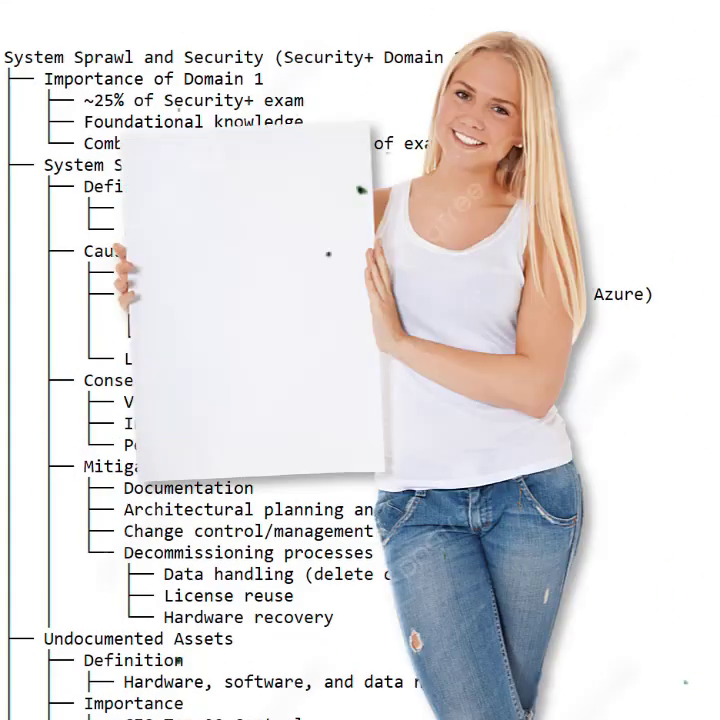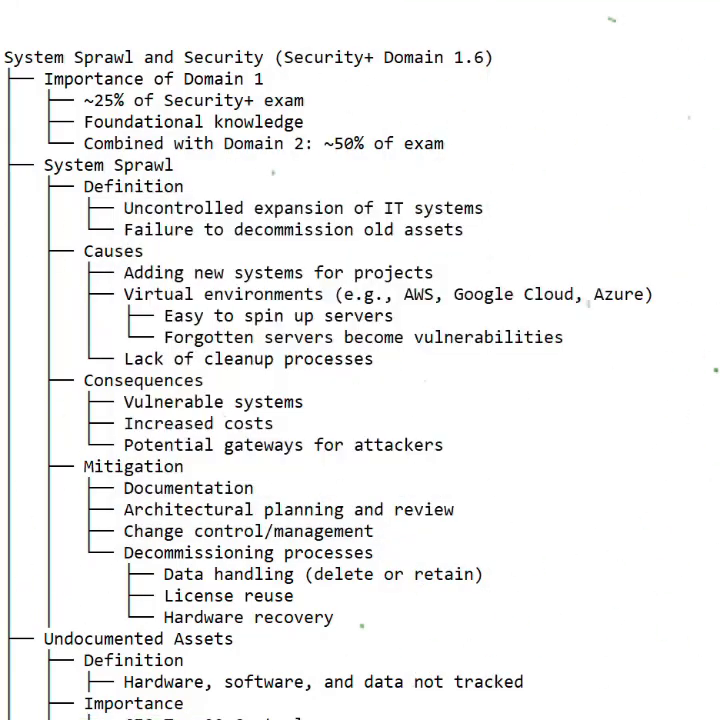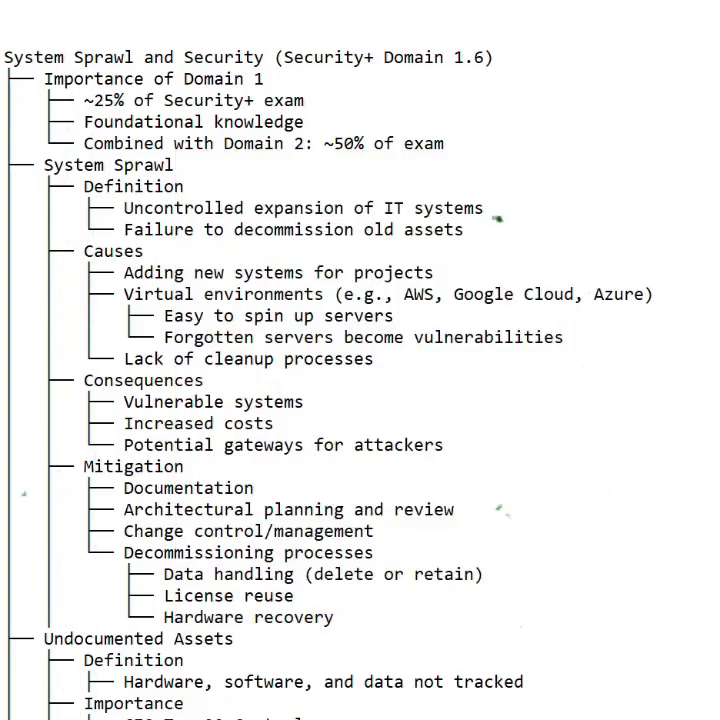First up, system sprawl. Picture your IT environment as a messy garage that just keeps getting more cluttered. You start with, say, 100 servers. A new project comes along, so you add 10 more. Another project, add another 10. Before you know it, you've got 200 or 300 servers, and some of those old ones are still humming along. Forgotten, like that dusty treadmill in the corner. This is system sprawl, when your IT infrastructure keeps expanding without cleaning up the old stuff.